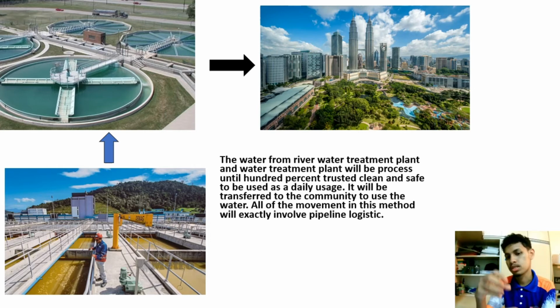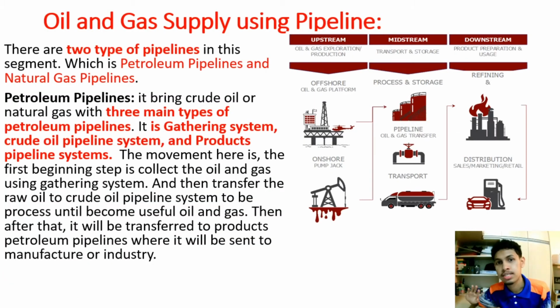They will process the water using a pipeline, and then lastly they will transfer the water also using a pipeline to the consumer, to the user. Alright guys, so just now we talked and discussed about the water supply logistic system. So now we'll move to the oil and gas supply using pipeline.